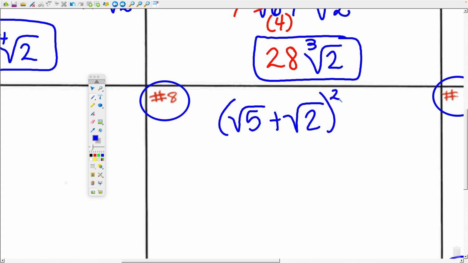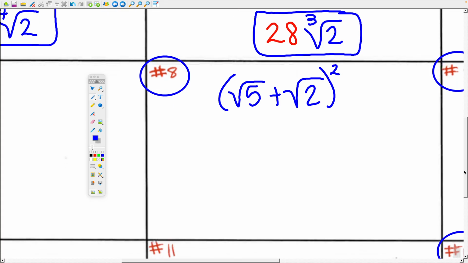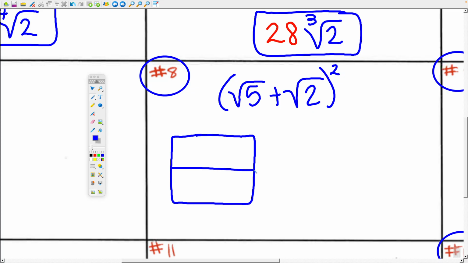What do you think this is telling you to do? Do the box. Hey, perfect. You have to do the box. Or foil. I refuse to do foil because it is really confusing with all the radicals and then the numbers on the outside. All of that is just too much. So I love to do this instead.